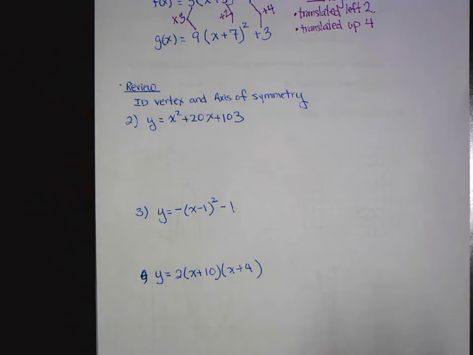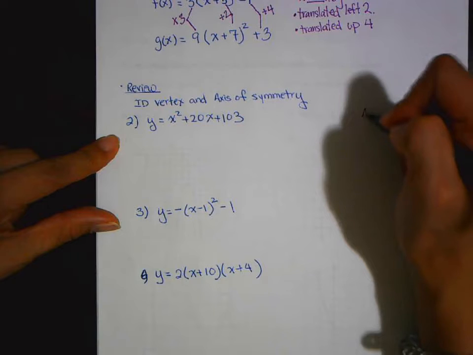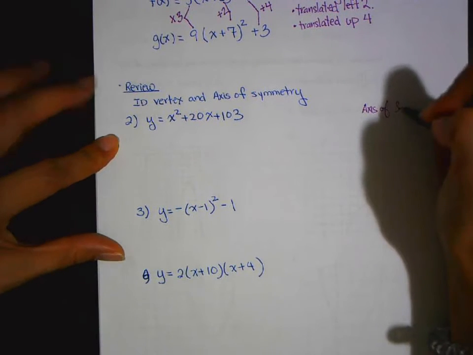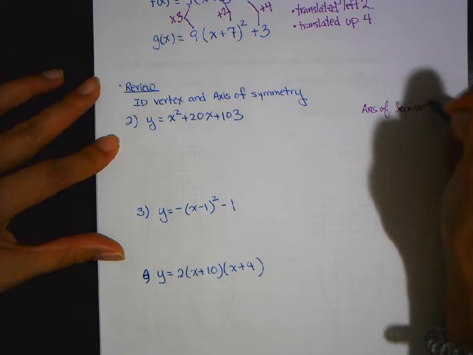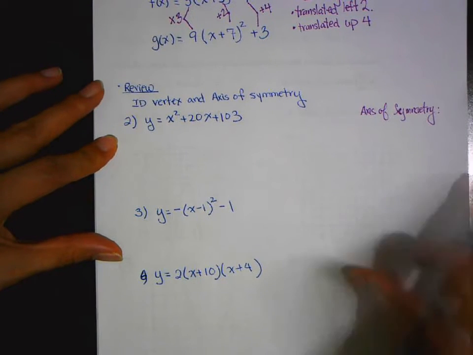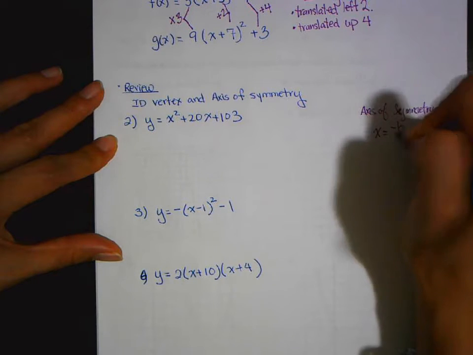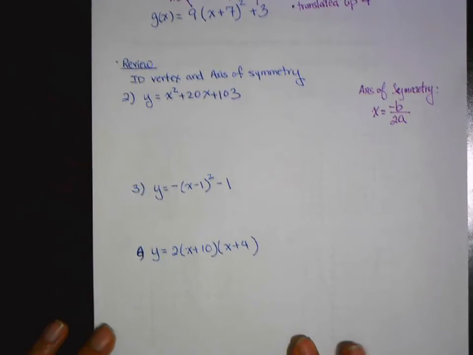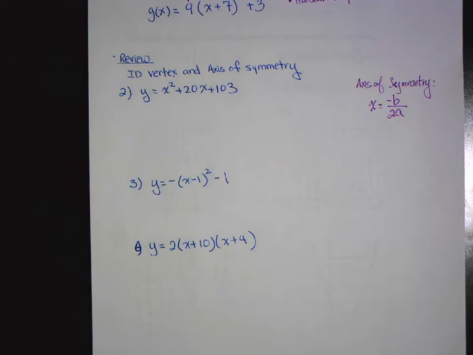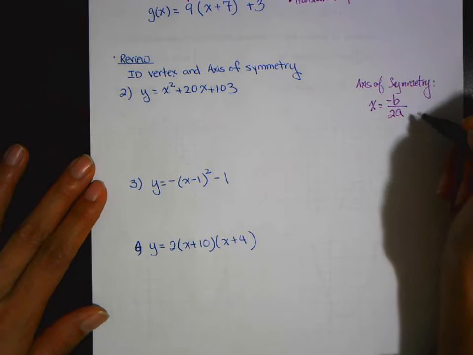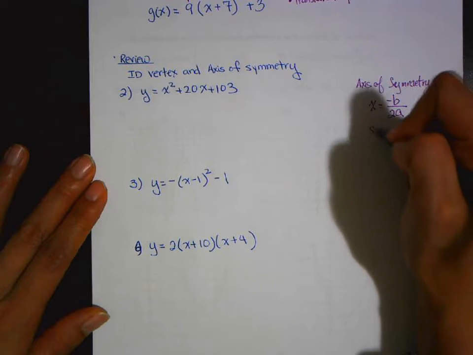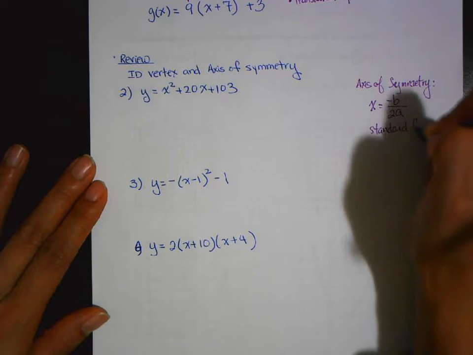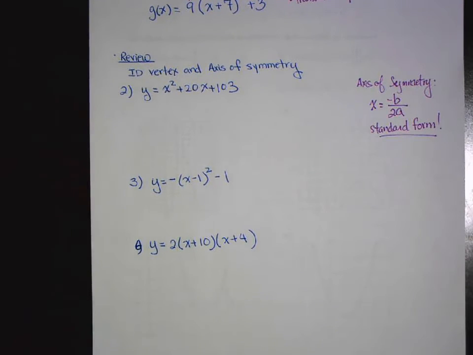If you look at your formula chart, you would find that there is an axis of symmetry formula on your formula chart. That is x equals negative b over 2a. Remember that you can use your formula chart on your test, so you don't have to memorize that, just know where to look for it. And that axis of symmetry formula can only work for standard form. So it won't work for vertex form, and it won't work for x-intercept form.